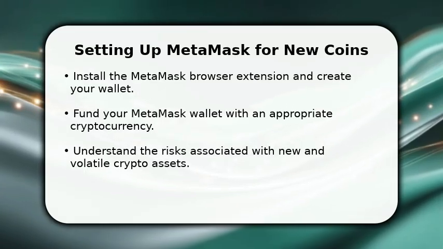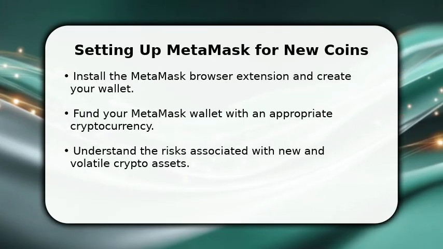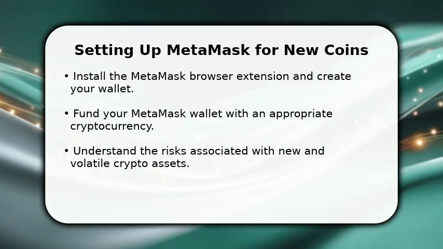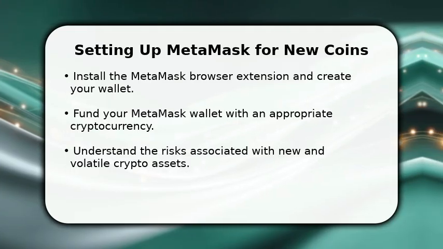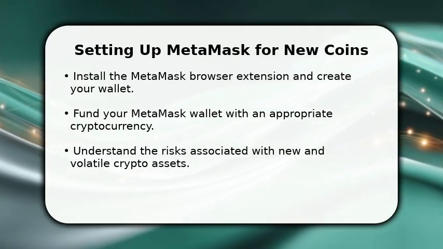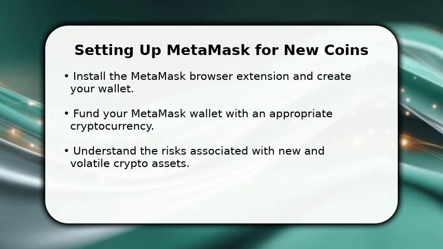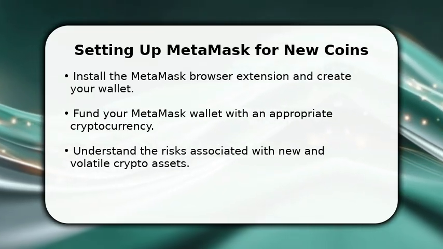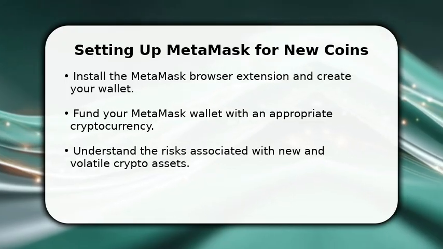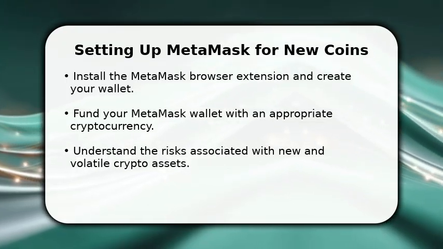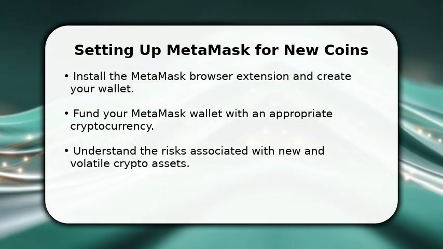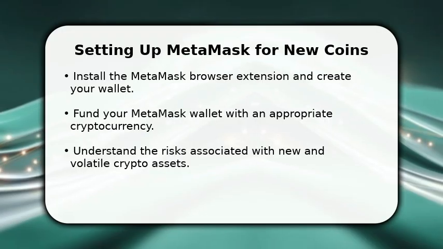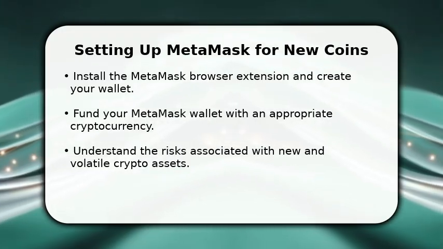In this video, I will explain how to buy new crypto coins in MetaMask. First, ensure you have the MetaMask browser extension installed and your wallet is set up. Next, you'll need to fund your wallet with a base cryptocurrency like Ethereum or BNB, depending on the network you plan to use. Always be aware that new crypto coins can be highly volatile, so proceed with caution and only invest what you can afford to lose.